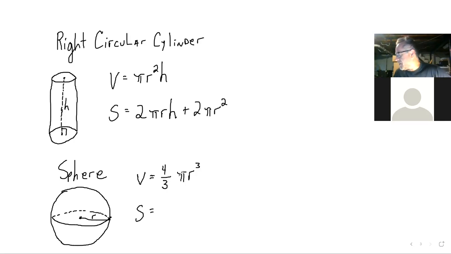Now the surface area, constant of 4, and it's 4 pi r squared. We're in square units again, so r squared makes sense. But that is it. That is its surface area.